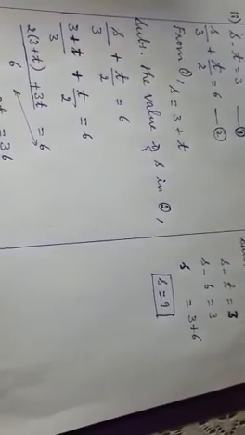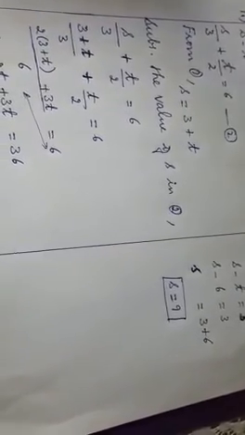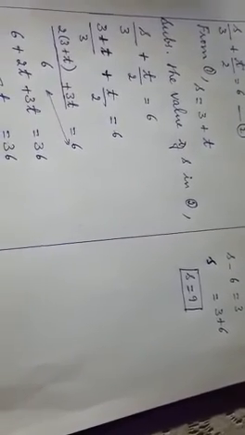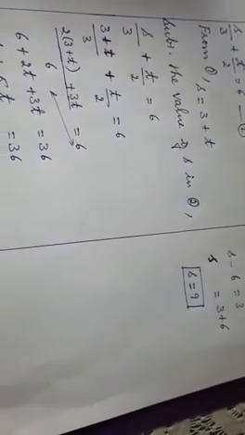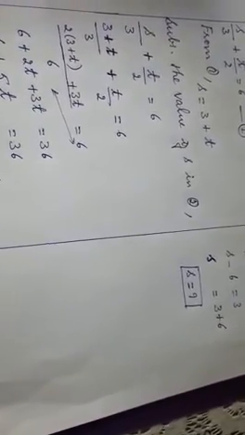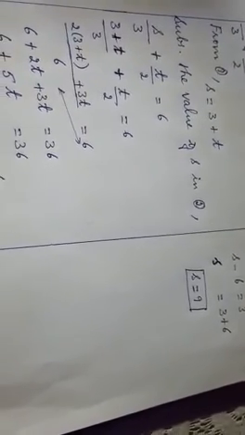That is s by 3 plus t by 2 is equal to 6. s is 3 plus t. So (3 plus t) by 3 plus t by 2 is equal to 6. Now 3 and 2. The LCM of 3 and 2 is 6. So 6 divided by 3 is 2. So 2 into (3 plus t) plus 6 divided by 2 is 3. So 3 into t is equal to 6.